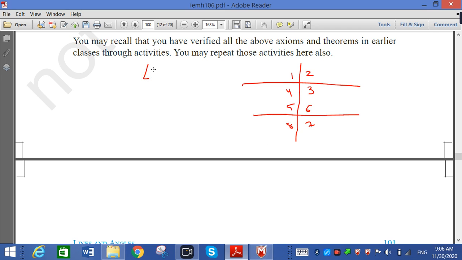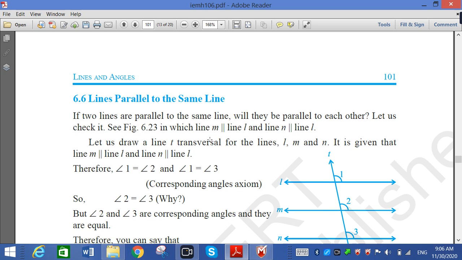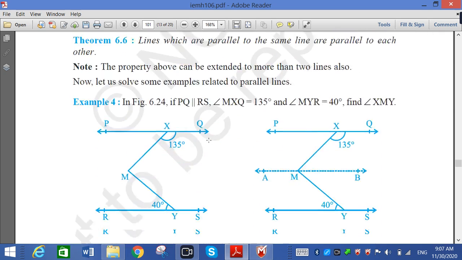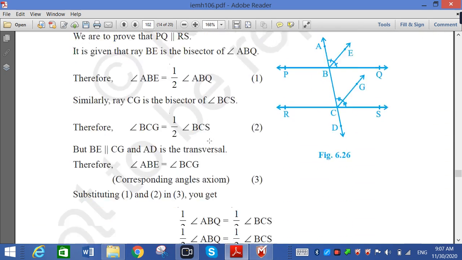Then 4 plus 5 is equal to 180, and 3 plus 6 is equal to 180. That is called interior angles are supplementary. See, so when two lines are parallel and one is a transversal line, then we can say that interior angles are supplementary. It is useful for the calculation of angles. Now we go for one sum that is important for us.